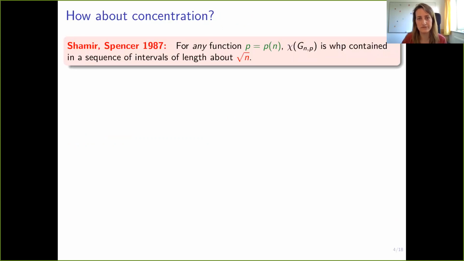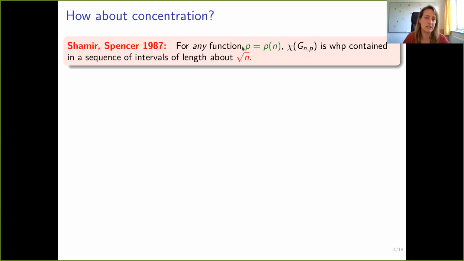So the starting point for these kinds of questions is a well-known result by Shamir and Spencer, also from '87. They proved that for any p, and in fact any function p of n, the chromatic number of G(n,p) is always contained with high probability in some sequence of intervals of length about root n. Okay, and this result actually doesn't tell you anything whatsoever about what the sequence of intervals is. But we know it exists. Yeah, it's a very general result because it holds for any function p.